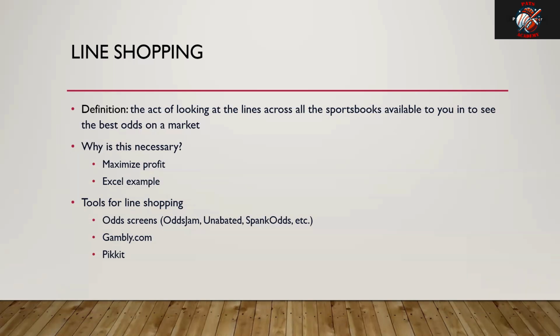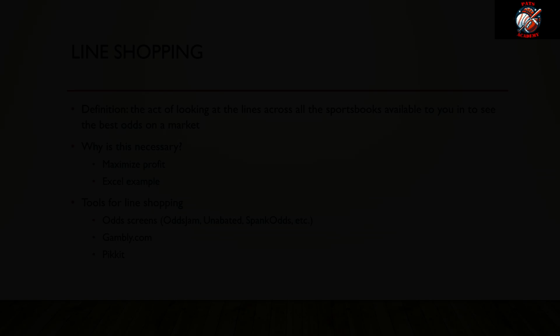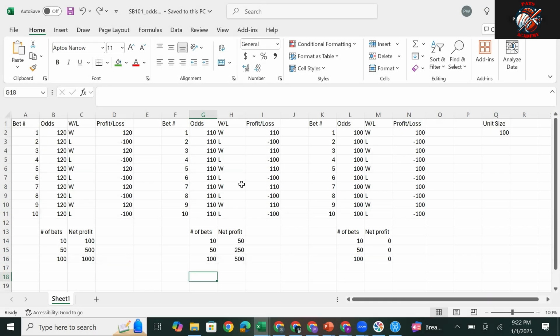I will show you an example in Microsoft Excel of how small differences in betting odds can make a large difference over time. This Excel sheet is showing 3 different scenarios. You can think of each scenario as a different bettor.